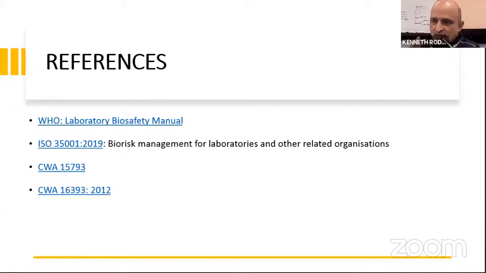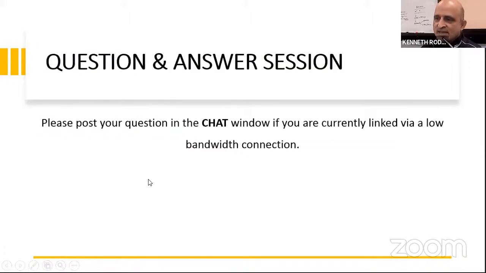This not only covers your laboratory aspects, it also covers waste management. And it's a very comprehensive system, which you can adopt at your respective laboratories. We have the CWA 15793 and the CWA 16393:2012. So these are some of the references which we constantly refer to during the course of our career as a biorisk manager. Okay, with that, I would like to thank everyone, and we move on to the question and answer session.